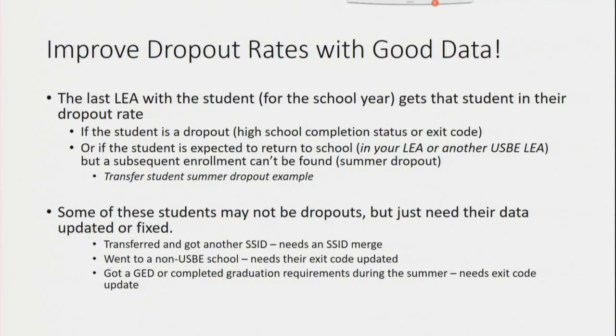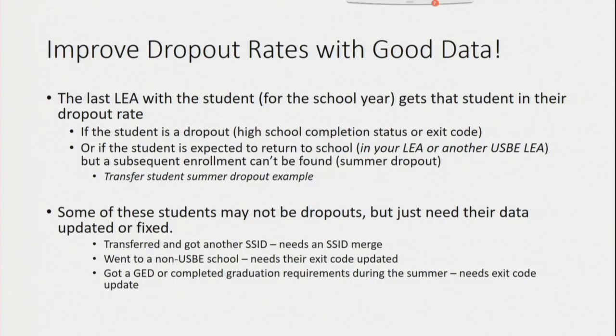Okay, so the last LEA with the student gets that student in their dropout rates. So you may think, well, this student is moving on to another LEA, it's not my responsibility. However, that's not the way it works. You, as the sending LEA, really need to make sure that that student's code is correct. So if the student is a dropout, look at the high school completion code status or exit code, or if the student is expected to return, make sure that you check up on that. If you think they were going to another school in your LEA or another LEA in our state system, but they can't find their enrollment record, then you want to make sure that you follow up. Some of these students may not be dropouts, they just need their data fixed.